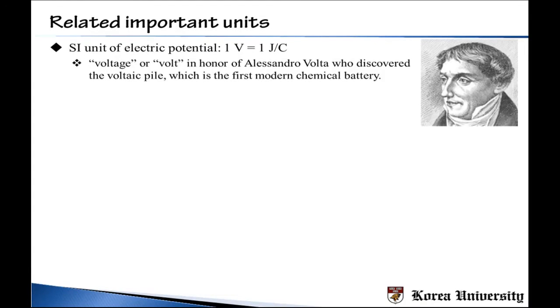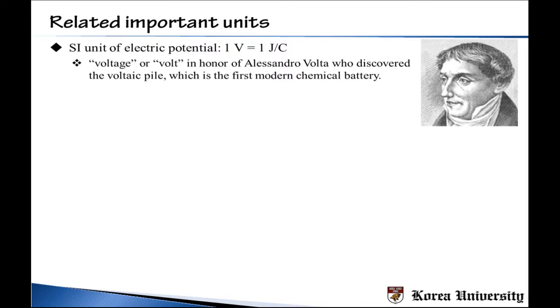Okay, we just learned that the electric potential is the potential energy divided by the charge. So the SI unit will be different from the unit of the potential energy. The SI unit of electric potential is 1 V, 1 volt, which is equal to 1 joule per coulomb. Why? The potential energy has the SI unit of 1 joule, and the electric charge has the unit of coulomb. So we divide 1 joule by coulomb and get 1 volt.